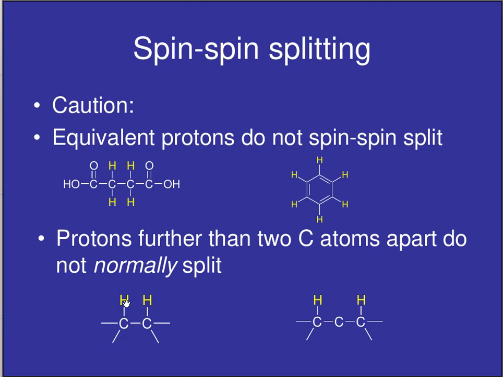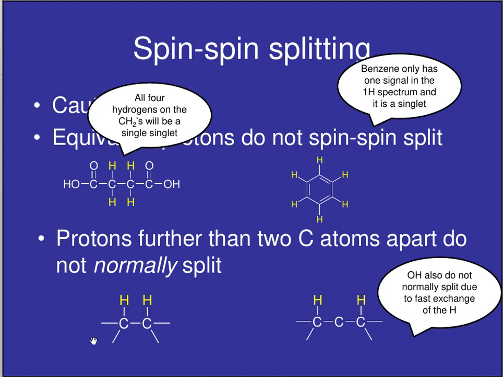Also, please note that protons further than 2 carbon atoms apart do not normally split. So you won't see a doublet here. These will both be singlets for the purpose of this course because they don't have neighbors. But this one will appear as a doublet because it's got 1 neighbor, and this will appear as a doublet because it's got 1 neighbor, if these are different to each other. If they're identical, of course we won't see that at all. So all of these will be a single singlet. In benzene, you only have 1 signal in the proton spectrum.